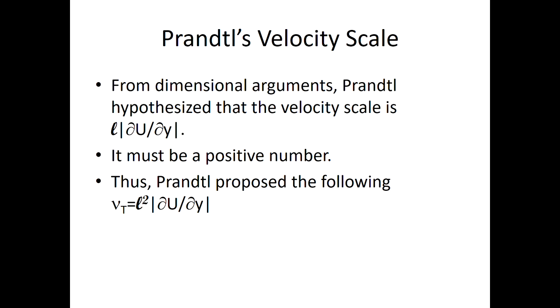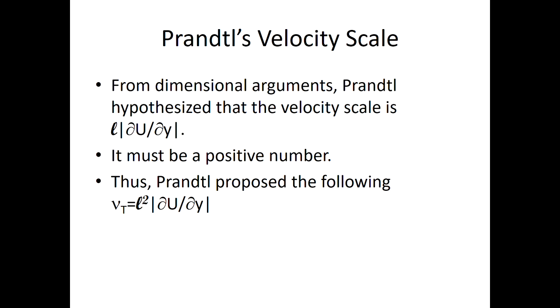Now, how about the velocity scale? Remember, eddy viscosity has a velocity scale times a length scale. So Prandtl said, I'm going to make my velocity scale the length scale I just found times the mean flow velocity gradient, because this length and this length will cancel in units, and I will get a velocity unit. Therefore, the eddy viscosity is L times L times du dy, which is L squared du dy.